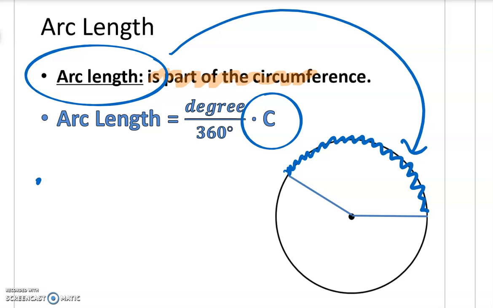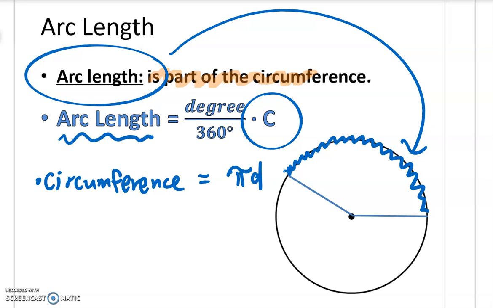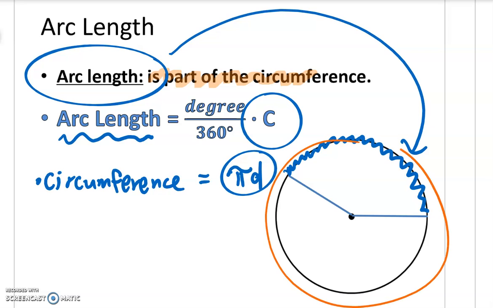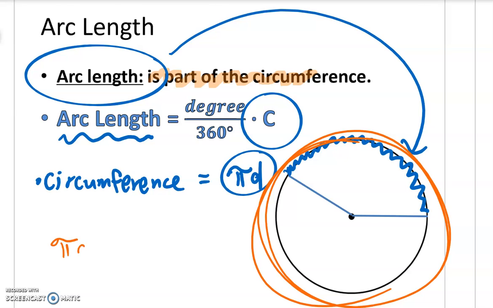Write this down, please. The circumference of a circle will always be equal to pi times diameter. Pi times diameter. So to find the arc length, we're simply going to take pi times diameter. Now, the thing with pi times diameter is that it will tell us the entire length all the way around the circle.